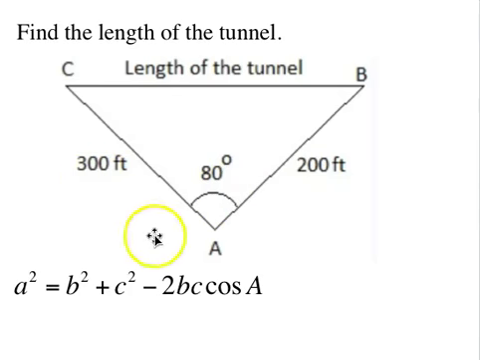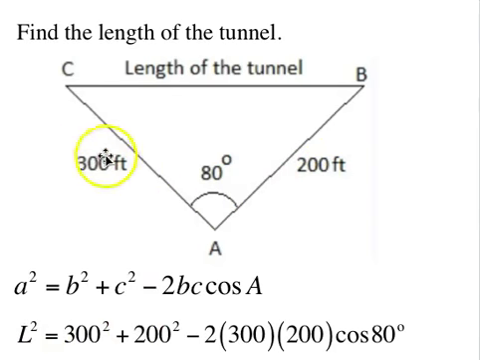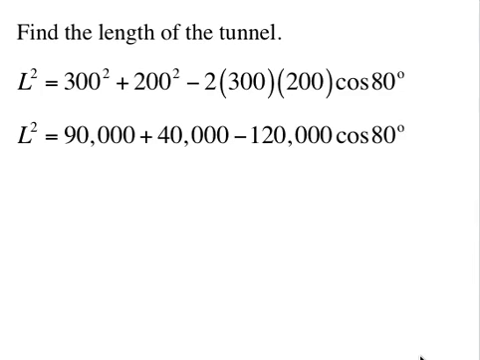A is what we're looking for. That's the length L. B is 300 feet and C is 200 feet, and the angle A is 80 degrees. So you'll see L squared is 300 feet squared plus 200 feet squared minus 2 times 300 times 200 cos of 80. A little bit of simplification here. 300 squared is 90,000. 200 times 200, 4 with 4 zeros, 40,000. 2 times 300 times 200 is 120,000 cos 80 degrees.